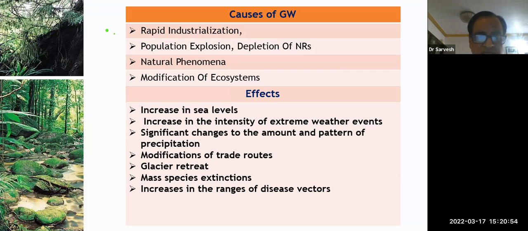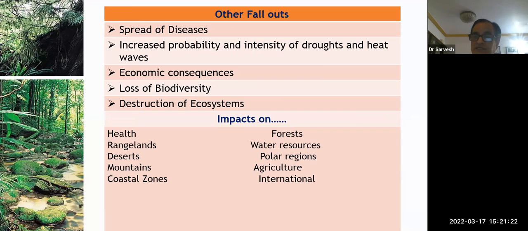Its effects include increase in sea levels, increased intensity of the extreme weathers, significant change in pattern of precipitation, and modification of the trade routes because of the availability of water and the turbulence. Glacier retreat is the major concern. Mass extinction of the species has happened in the past, and it continues so. Increase in the range of disease vectors. Now, spread of diseases, increased probability and intensity of the droughts.